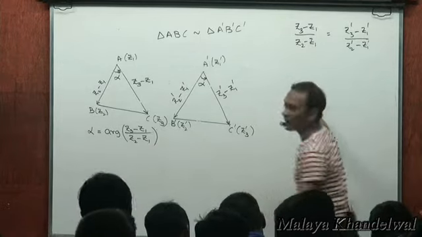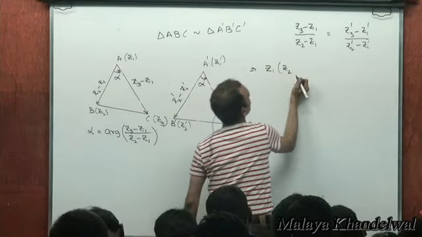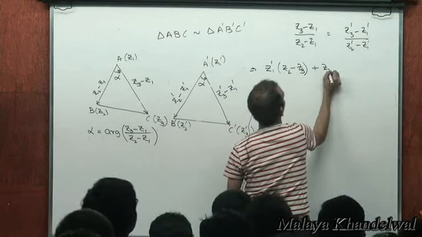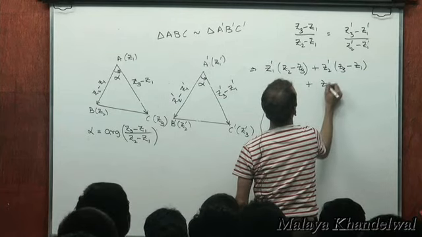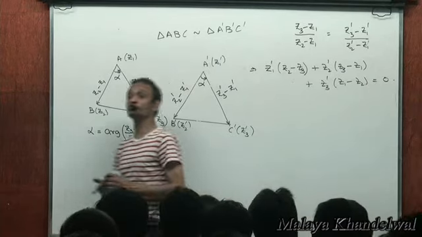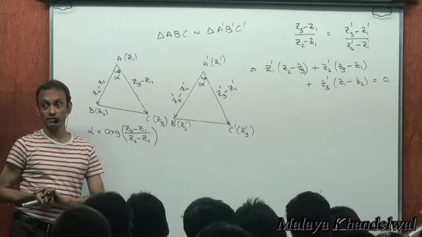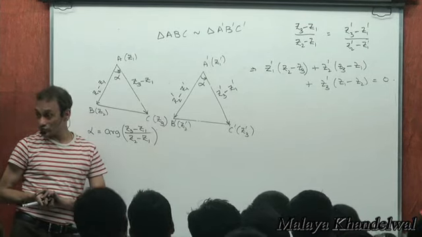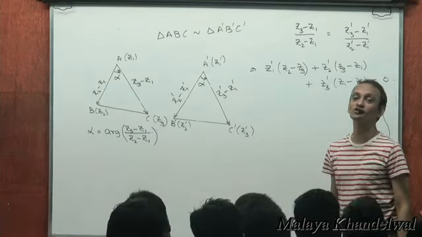That means if you cross multiply, then you end up getting the condition that these two triangles are similar. For two triangles whose vertices have position vectors z1, z2, z3 and z1 prime, z2 prime, z3 prime to be similar, this must be the condition. This must be the condition for the two triangles to be similar.